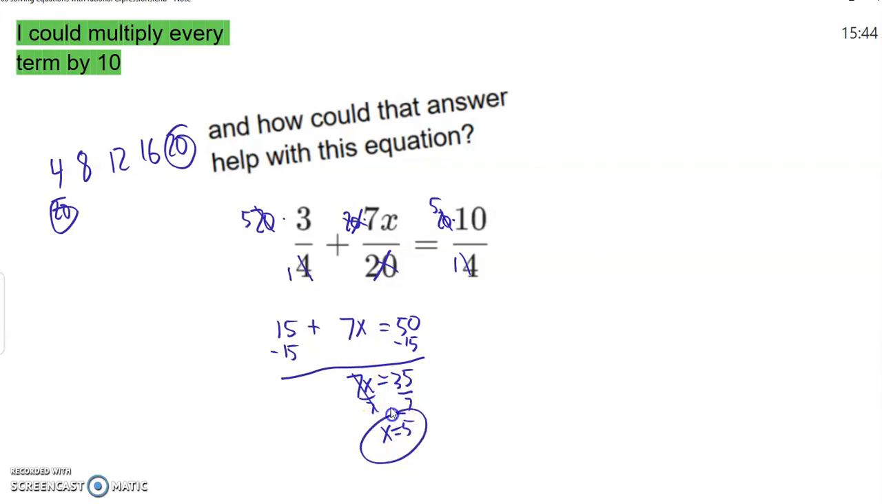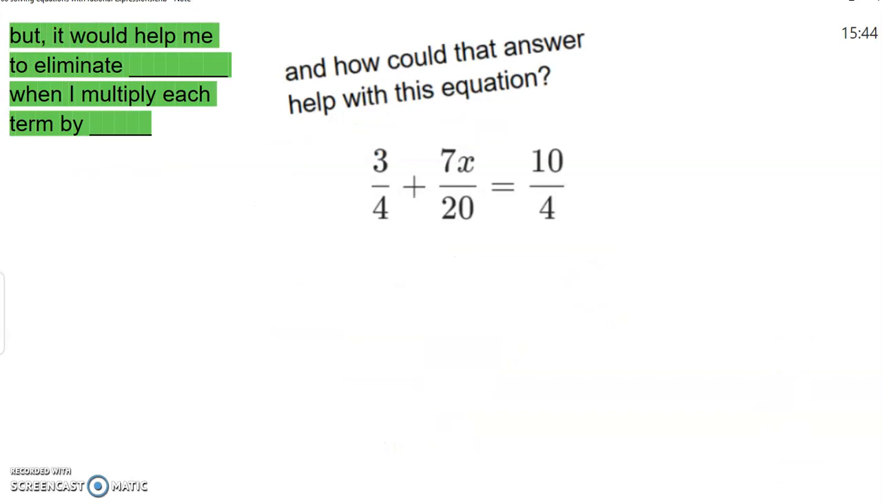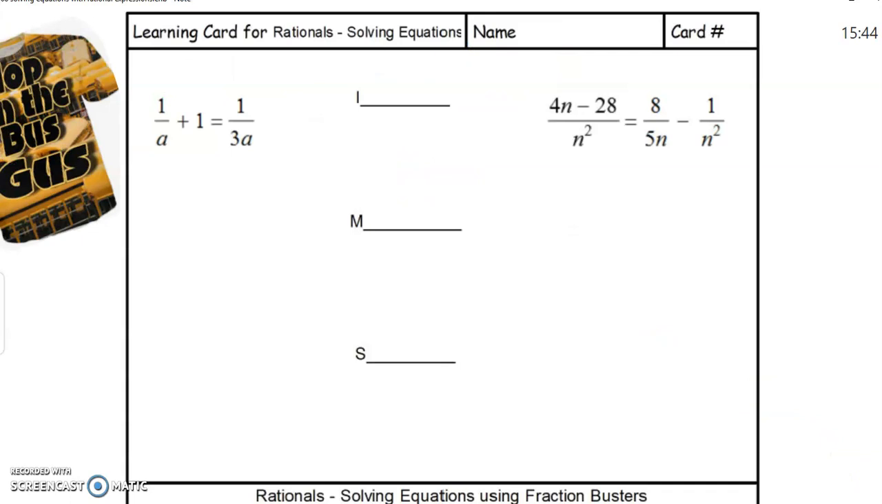Now that's a feel-good answer, a whole number that's positive, and if I were to plug it back in, it would prove to be true. Okay, so I think that's the first one on your delta math that you have to do. How could you answer this one? I could multiply everything by 10. Well, we already said that, but would it help me? No, I wanted that least common multiple.